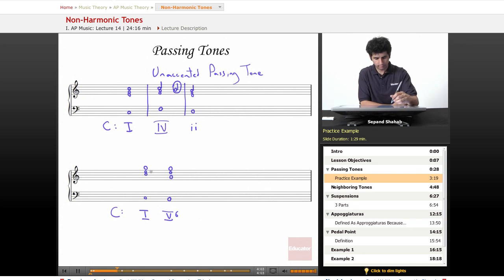So I'll write it down here, and now I have this voice here, the C moving to a G, is not by step, whereas all the other voices are moving by step, so that this gives me the opportunity to add in passing tones. So I can make this half note and two quarter notes, one on B, one on A, moving to G. So again, these are unaccented passing tones.